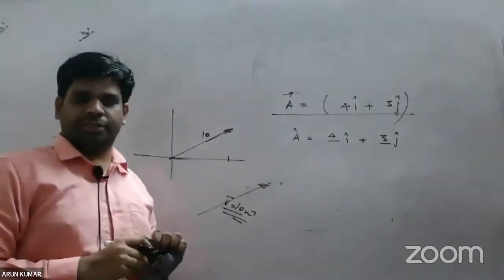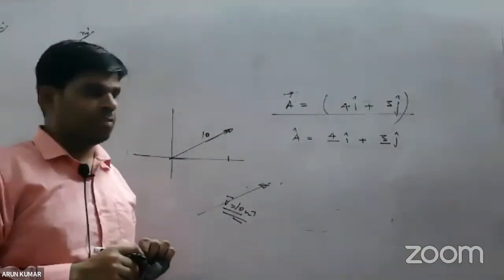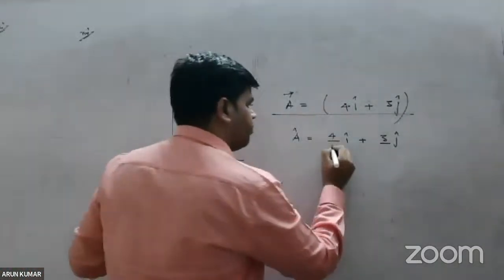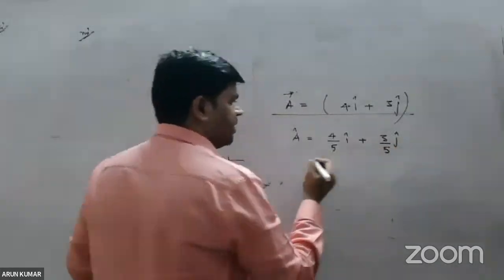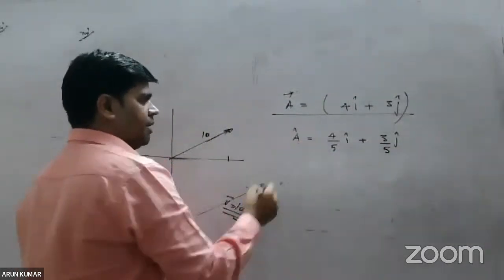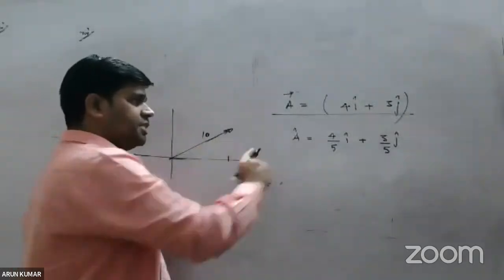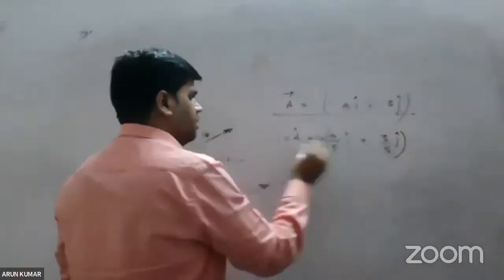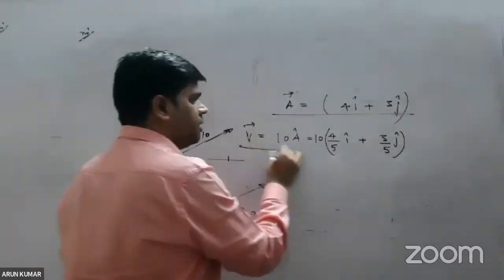My dear students, tell me A cap. 4 by 5 I cap, 3 by 5 J cap. I got A bar. Now I want 10 units in this direction. So what will I do? I'll multiply this with 10. That is my velocity V bar.